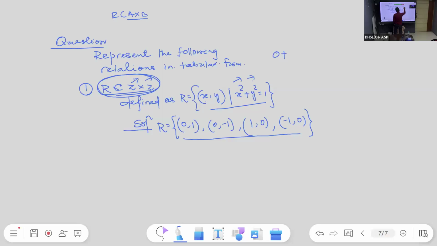0 plus y square, 0 plus y square is equal to 1. This implies y square is equal to 1, which implies y is equal to plus or minus 1.